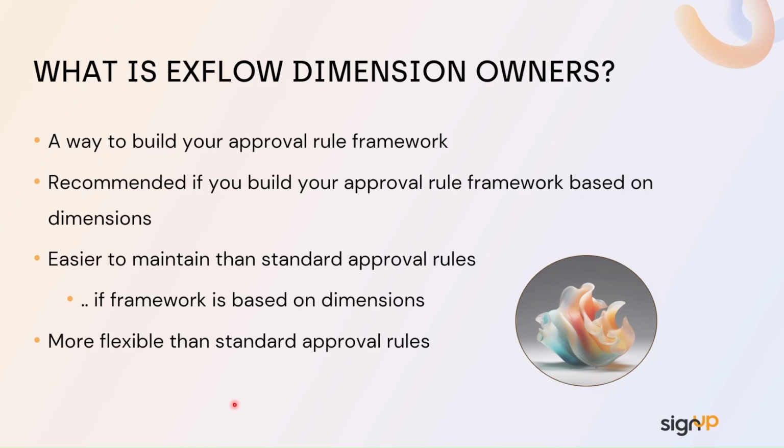So with ExFlow dimension owners, you can simplify this by only setting up a single approval rule that dynamically handles all of these combinations. And the approval group does not have a static member or members. Instead, it dynamically fetches the approvers based on the dimension owners. And you can read more about this in our manual. Now, let's go into Business Central to explore the workflow.